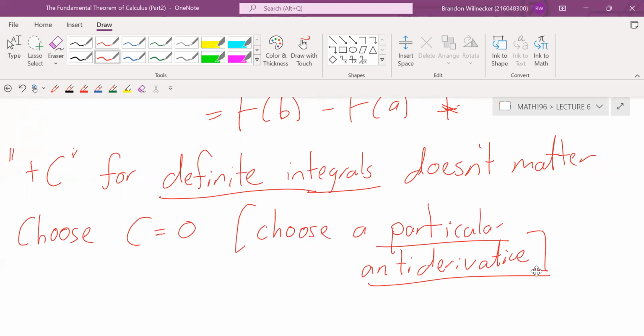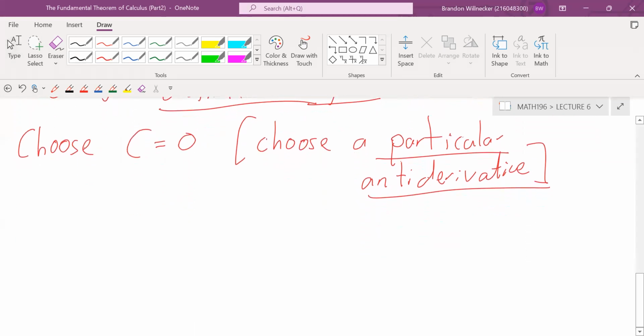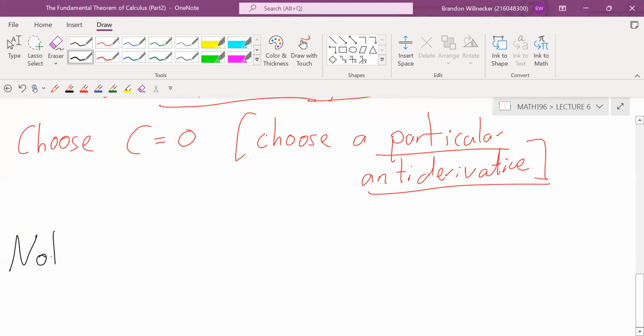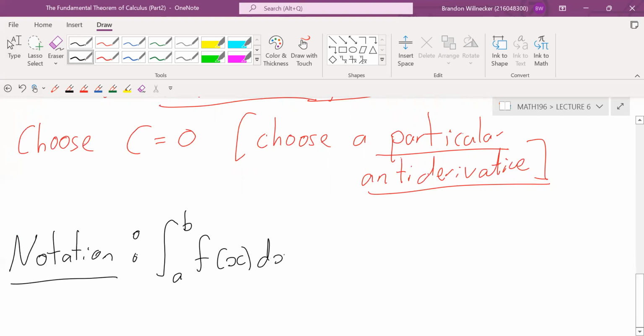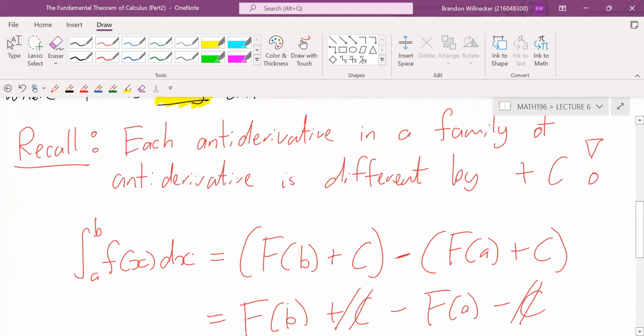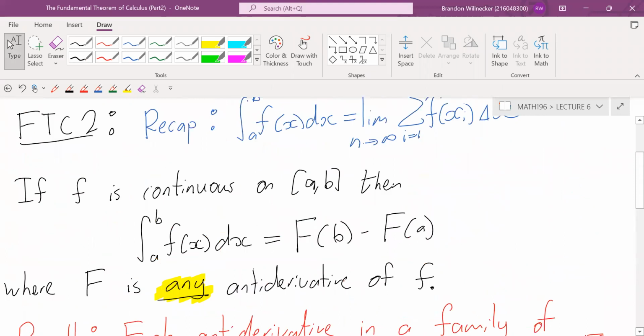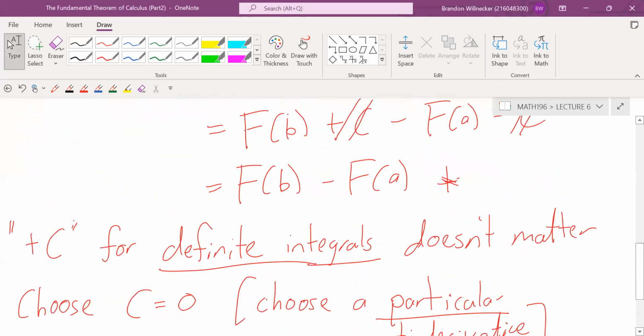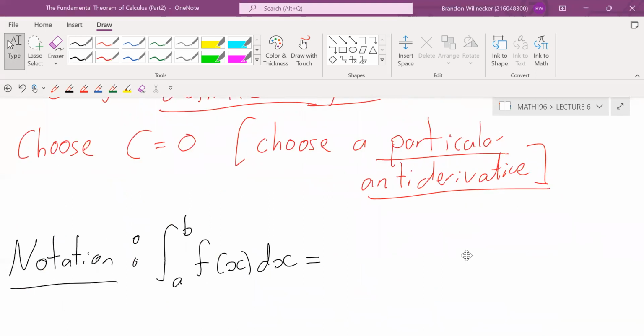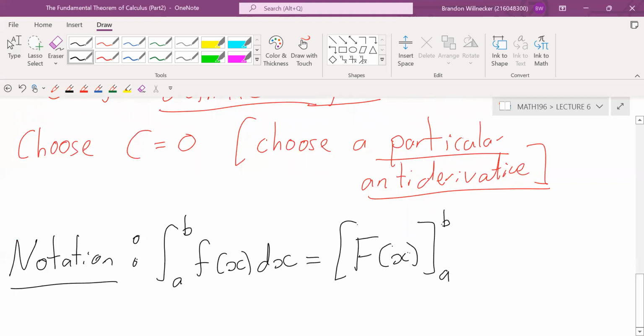Okay, now just a tiny bit of notation before we get into the examples. So notation. It's not too bad. We have the definite integral from a to b, f of x dx. We wrote this as just F at b minus F at a, but with this bit of notation, we put an intermediate step. We write square brackets, we put in our antiderivative, square brackets, and then at the bottom we put a, and at the top we put b.